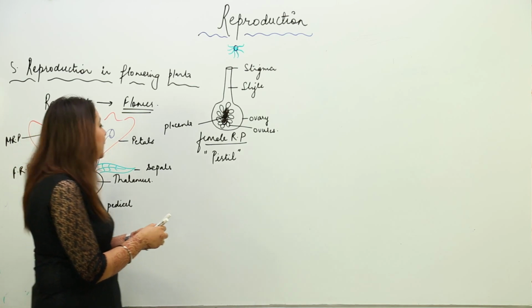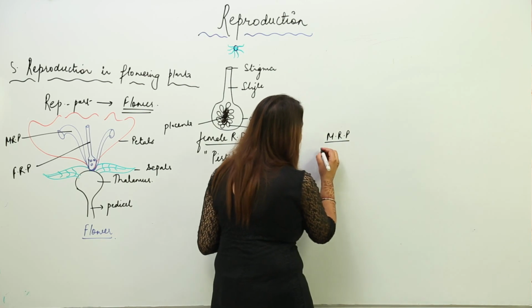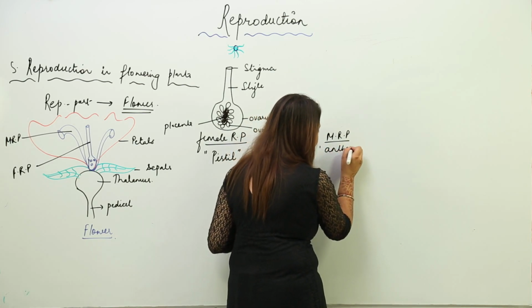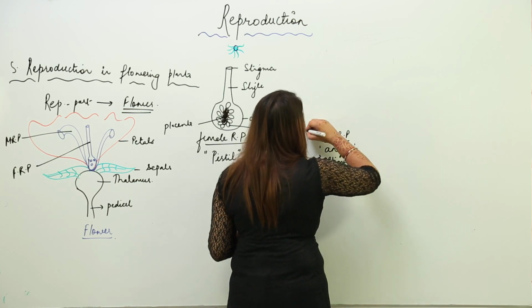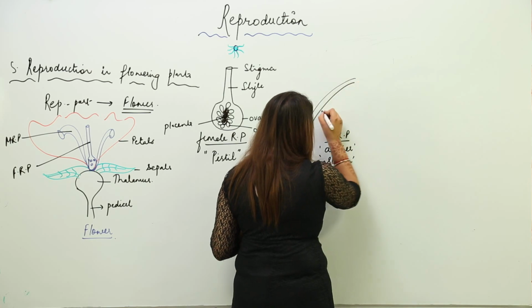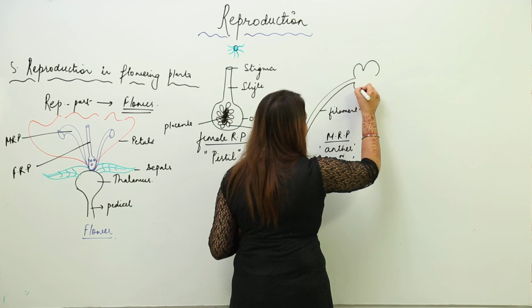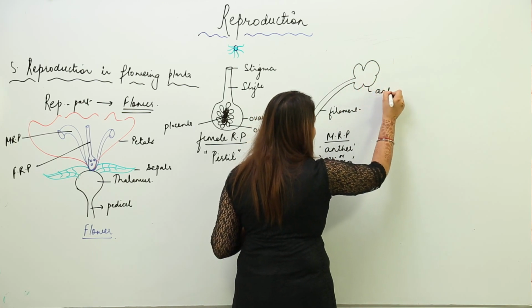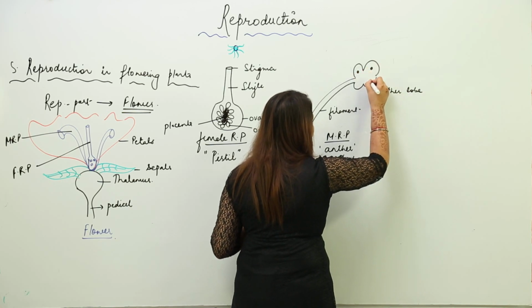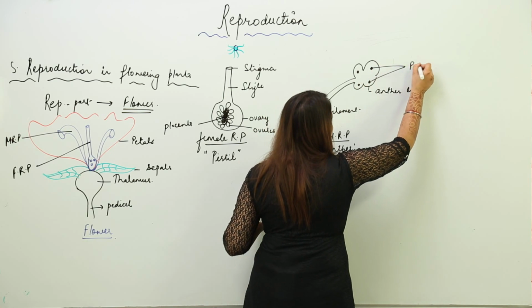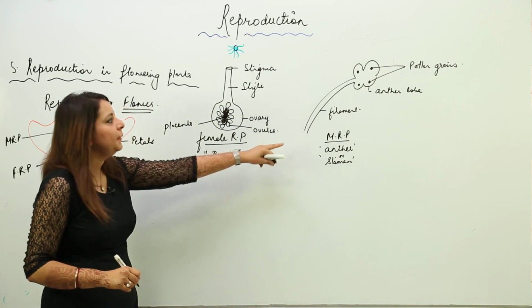Now coming to the male reproductive part. The common name for it is anther or stamen, whatever you can call it. It appears to be like this. It has a filament. Here we have a lobe, that is the anther lobe, enclosing the male gamete, that is the pollen grains. So this is the male reproductive part.